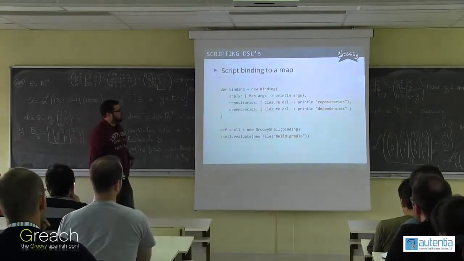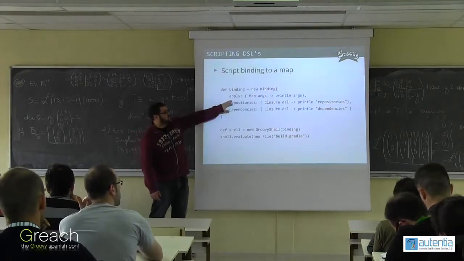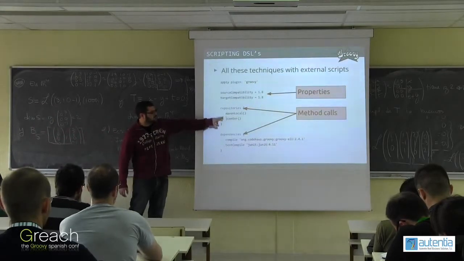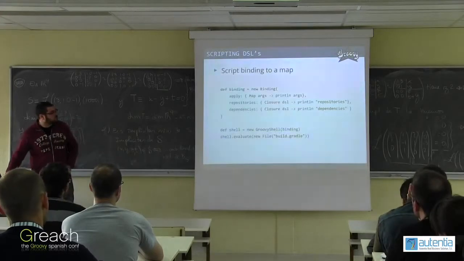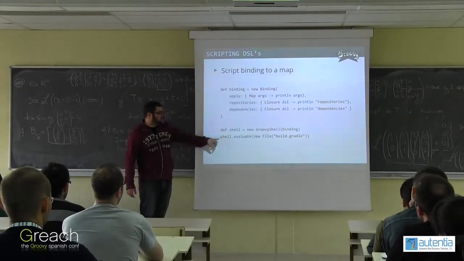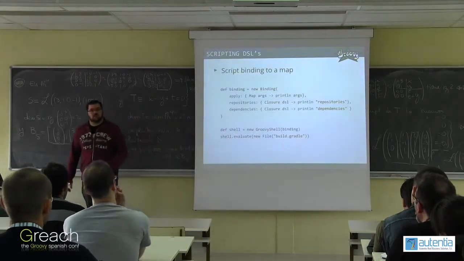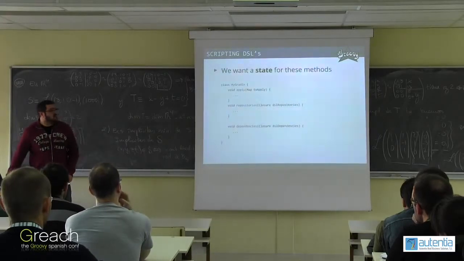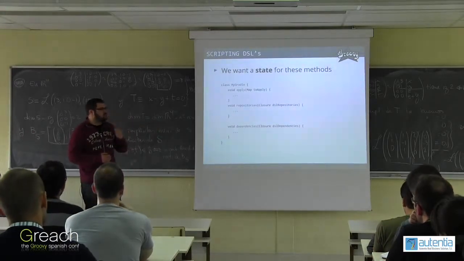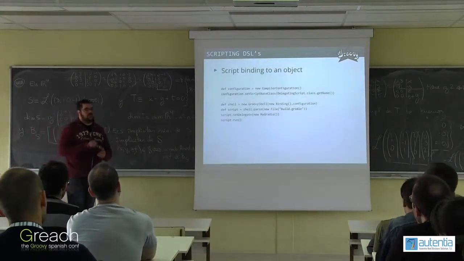Well, there is. You can declare a binding. A binding is just a map whose keys are the method calls, like repositories. This is the key of our binding, and the values are closures that do whatever they want to do. Then to evaluate your build.gradle, you only have to call this method, evaluate. But if you don't want to use a generic map, you can also use a class instance and store the state inside that instance.